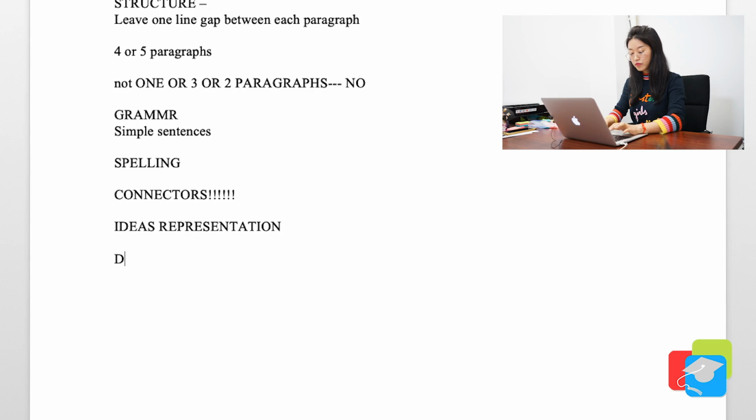You introduce an idea, you said you agreed with something. On top of that, you just throw a lot of new ideas into one paragraph and then another paragraph. In that case, you are confusing the computer about what you are agreeing with. So make sure you don't include too many new ideas. Just keep yourself simple. Now those are the possible mistakes that you are making in terms of your structure, your grammar, your spelling, your connectors, and also your idea representation.